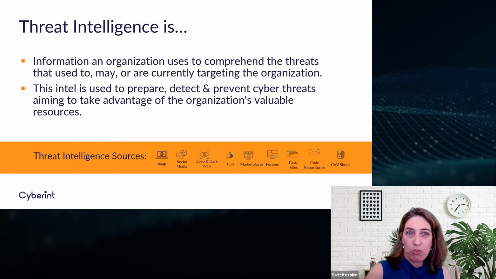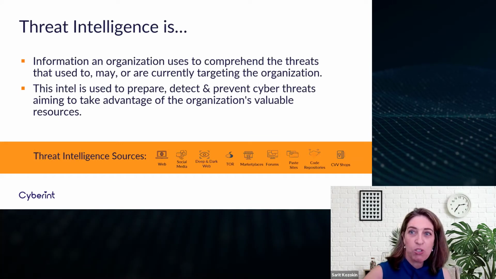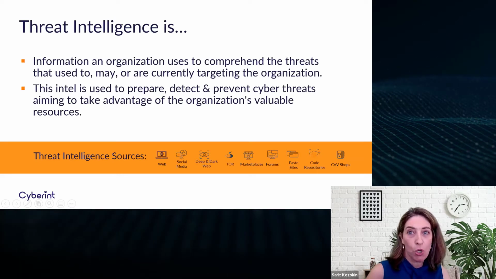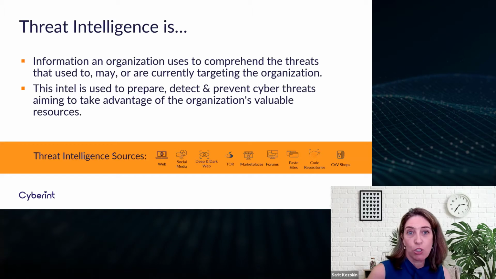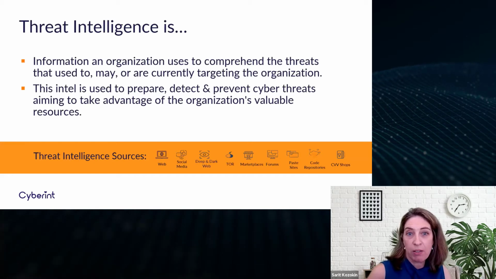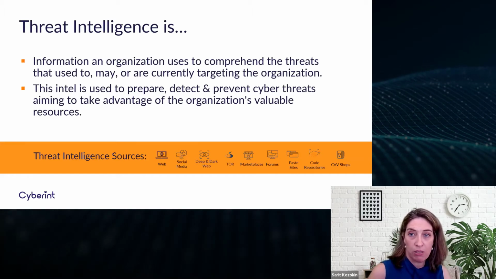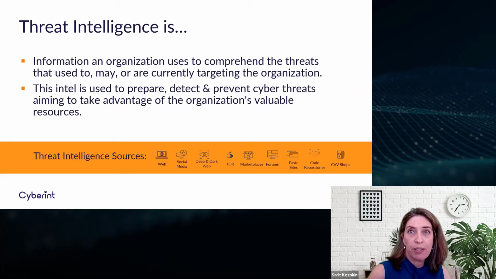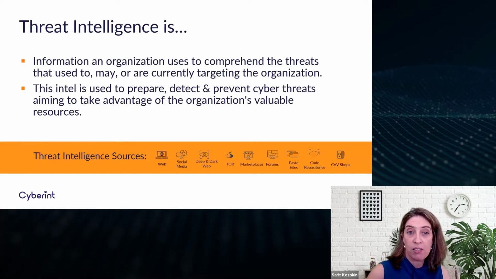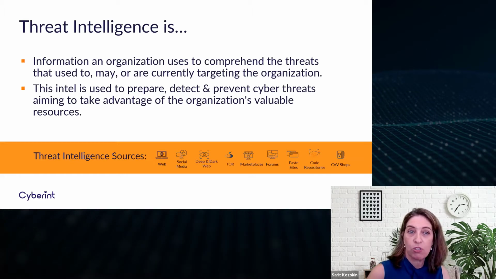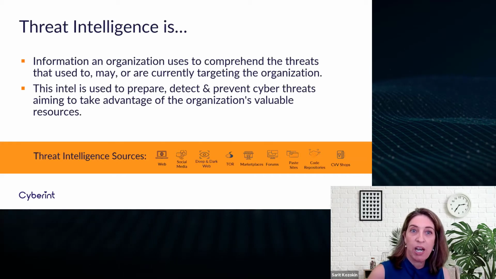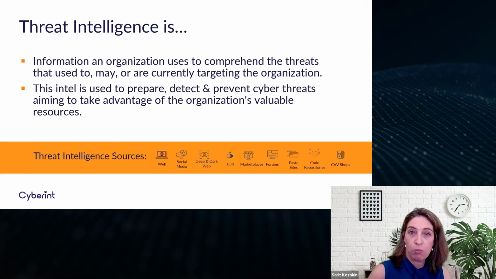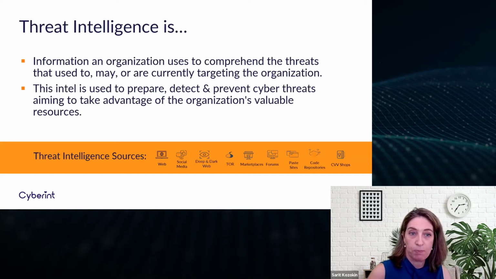So let's talk about what threat intelligence is. When we talk about threat intelligence, we're talking about information that organizations use in order to comprehend the threats that either used to in the past, may in the future, or currently are targeting the company or the organization. This intelligence is used to prepare, detect, and prevent cyber threats, aiming to take advantage of the organization's valuable resources. And we'll see how threat intelligence, as we noted, can help organizations prepare, detect, and prevent cyber threats.